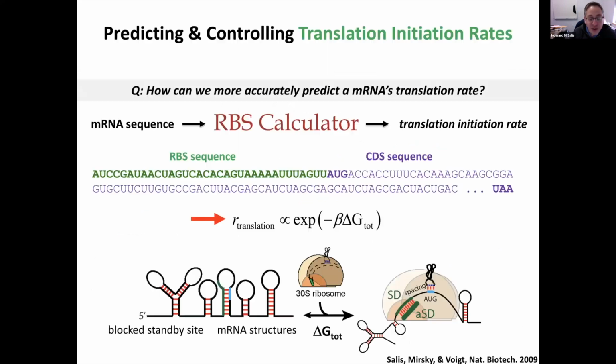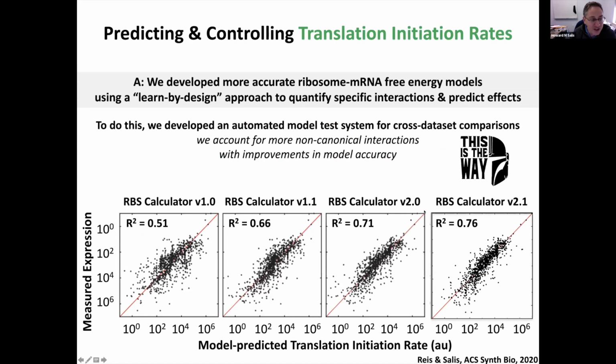All right, so normally I'm gonna probably do the same thing here. I'm gonna just very quickly show that over the years, we've made successively better versions of the RBS calculator, taking into account more non-canonical interactions. Right now, we're at version 2.1. And that's very common. You start off with the interactions that have the most effect, and then you progressively incorporate interactions that have lesser effects, but over time, you can get better accuracy in that regard.